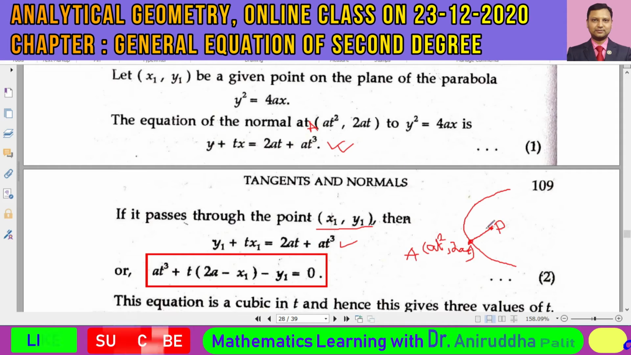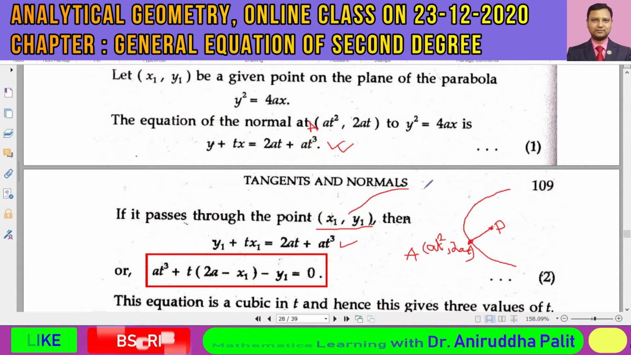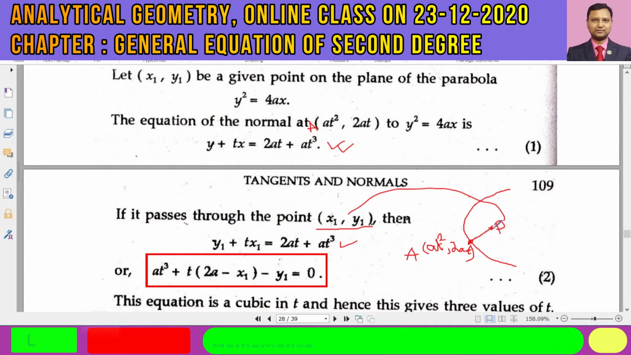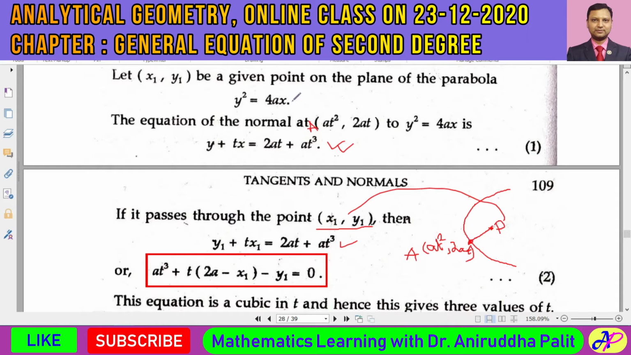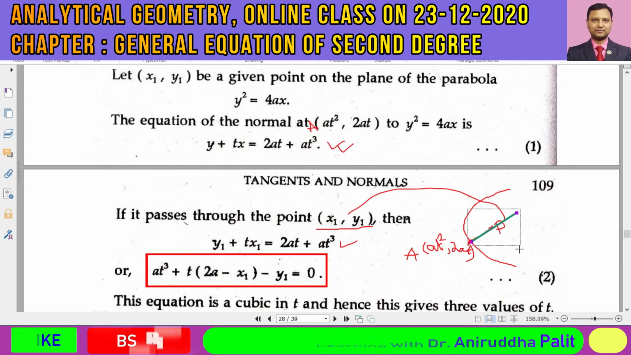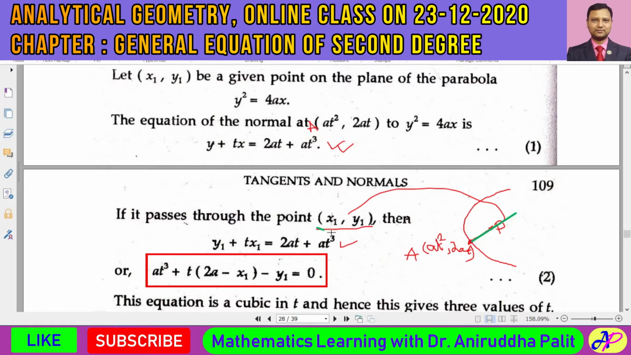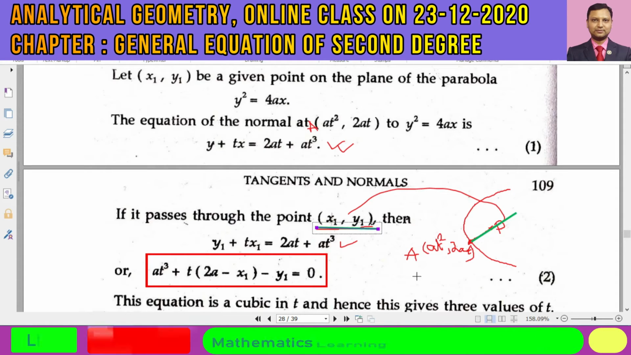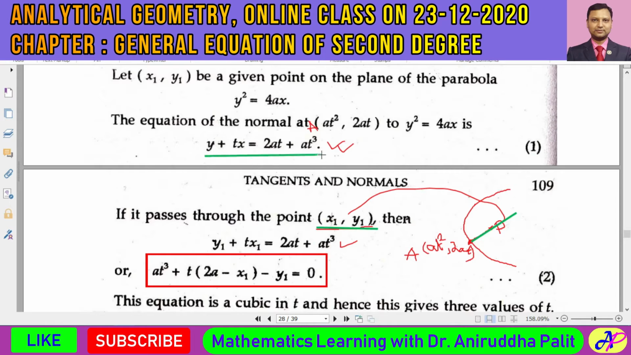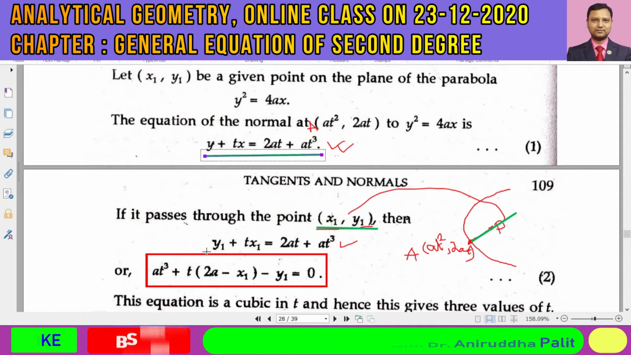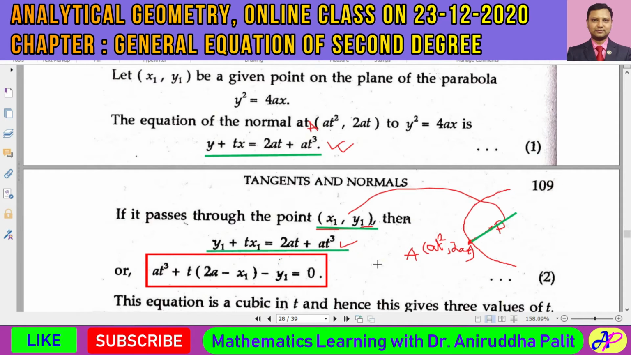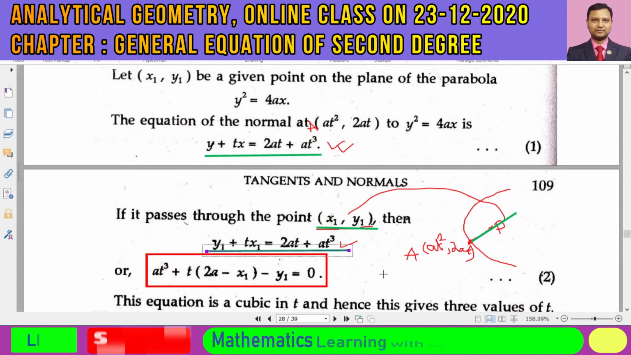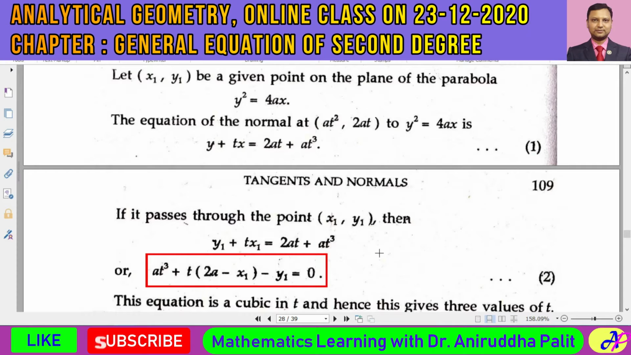Now, this is the point P having coordinates x1, y1. If this point x1, y1 also lies on this normal, then the coordinates x1, y1 of the point P must satisfy equation number one. Got it? So we can put x equal to x1 and y equal to y1, and ultimately we will get this kind of result.